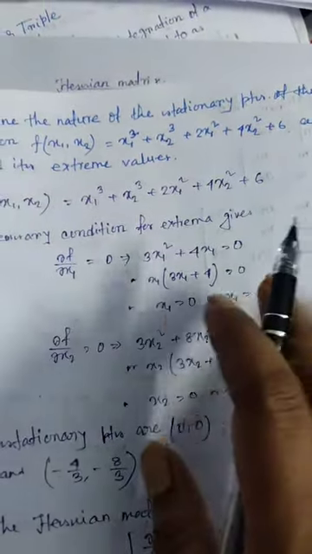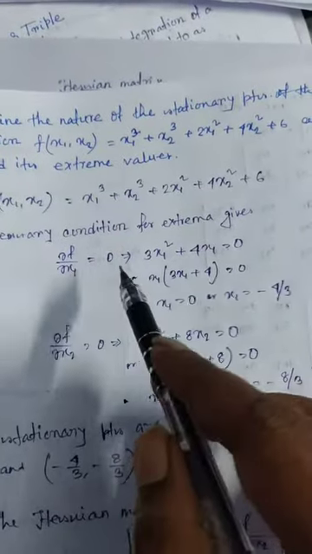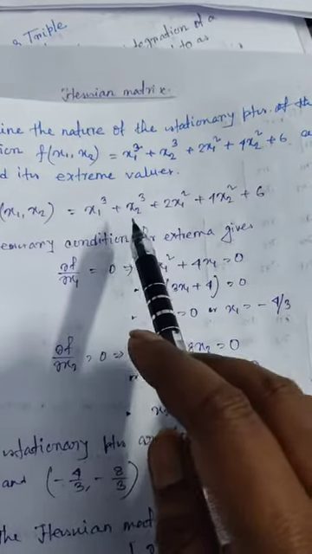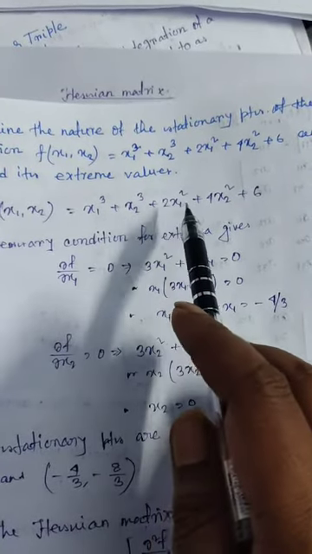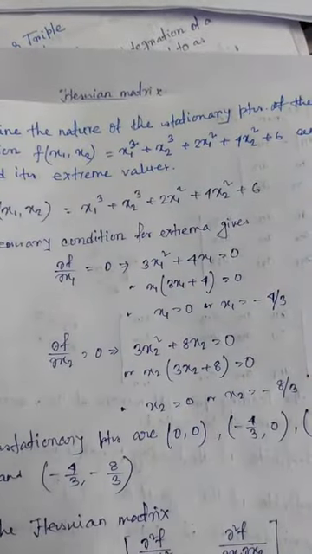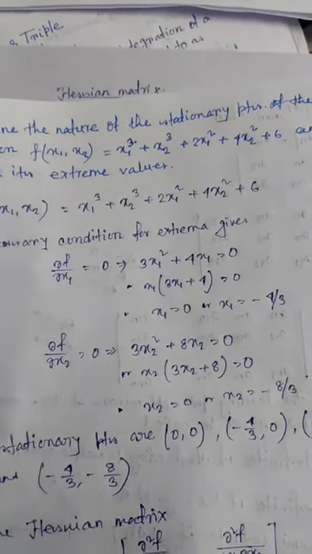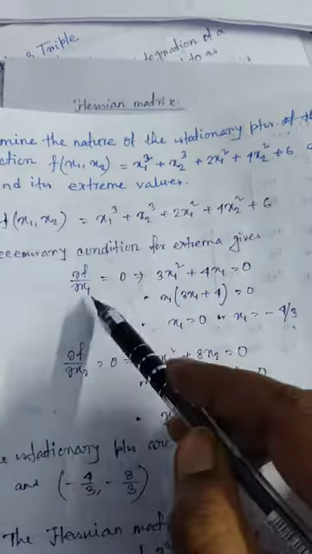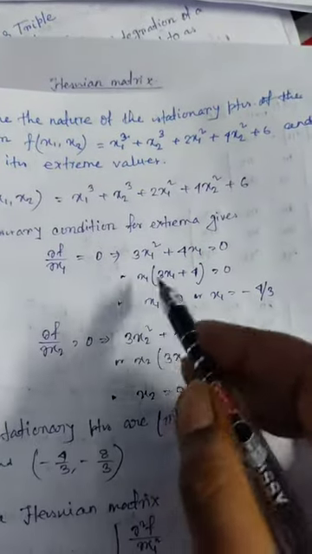First, this is the necessary condition, that is, first you have to find del f by del x1. And see here that there are two variables x1 and x2, so the Hessian matrix is a square matrix of order 2. Here we will find del f by del x1 and del f by del x2 equal to 0.